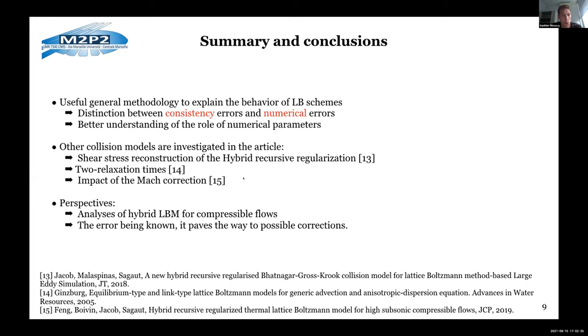We also focus on the true relaxation time model by Irina Gensburg, and also on the impact of the MAC correction by Yong-Yong Feng, and especially the way we discretize the mass correction, so using a central scheme or an upwind scheme. And as for the perspective, we today plan to perform similar analysis to hybrid LBM for the investigation of compressible flows. And last but not least, since the error is now explicitly known, such a work can pave the way to possible correction so that we could improve our collision models.